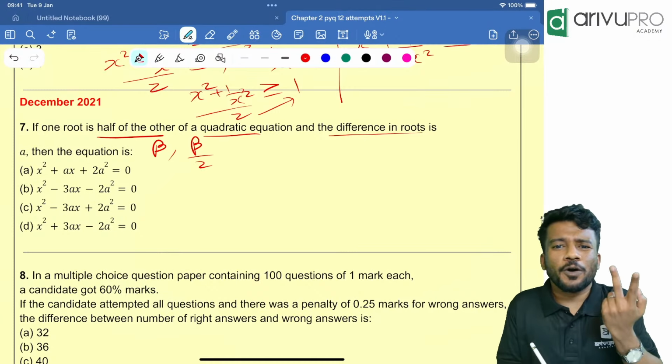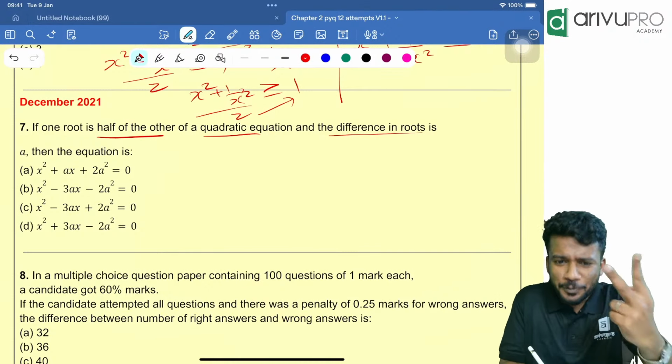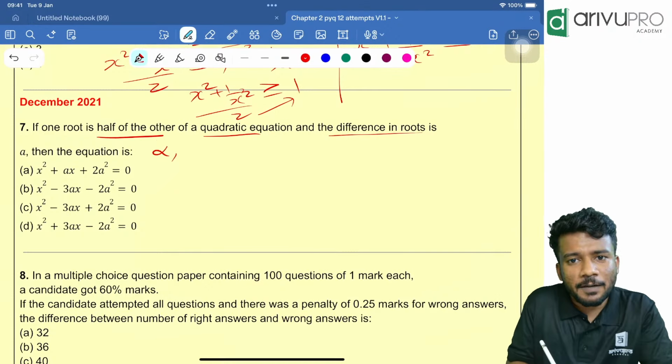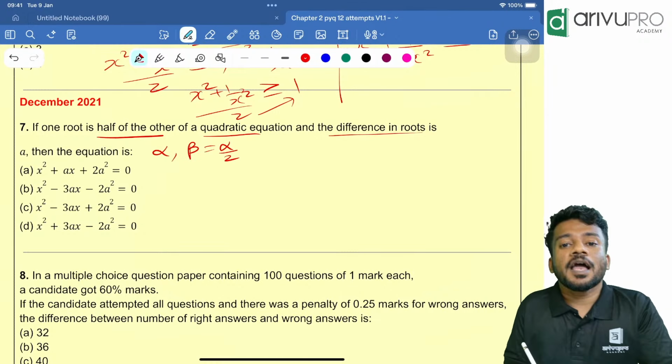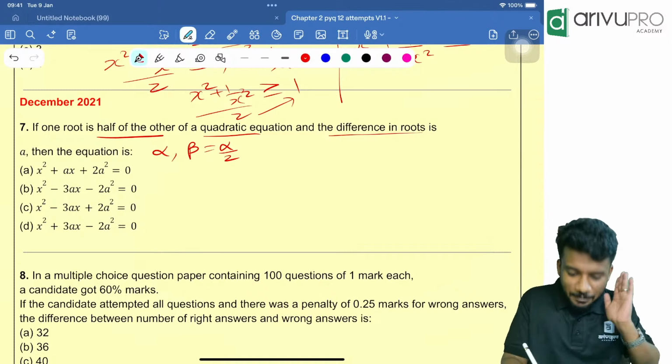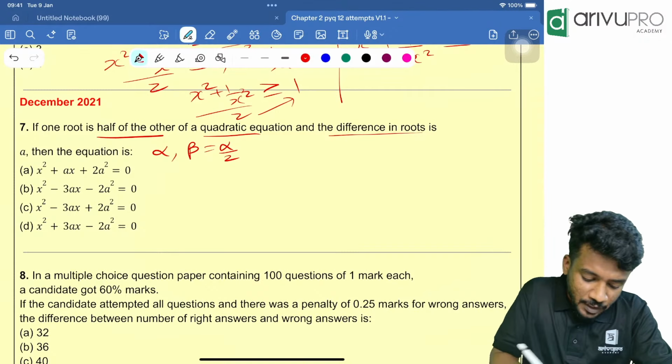If one root is beta, the other root will be beta by 2. A quadratic equation has how many roots? 2 roots, right? So one of the roots is alpha. If you are calling the other root beta, the value of beta will be alpha by 2. Keep that in your mind. Then people, what else do we need to know?